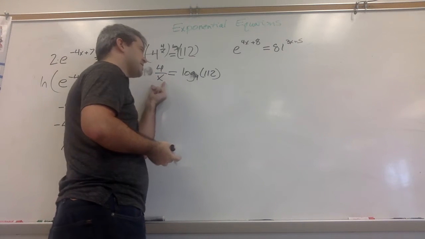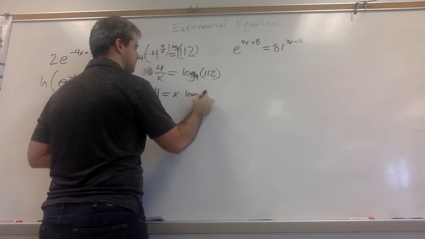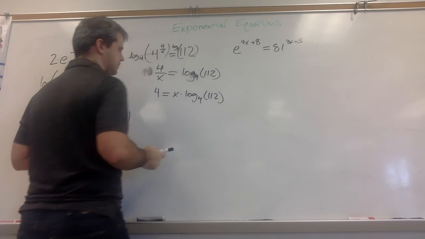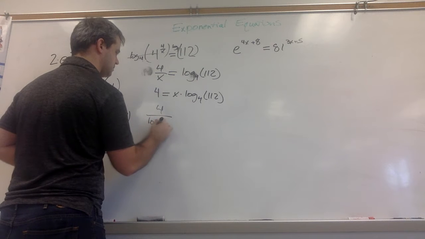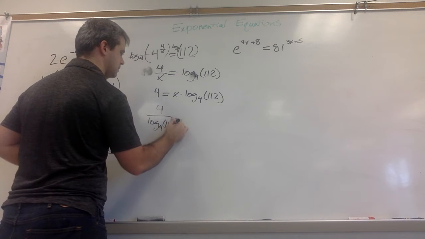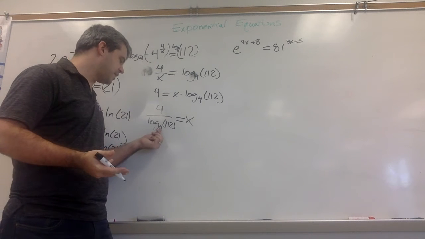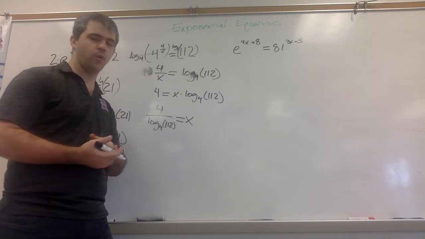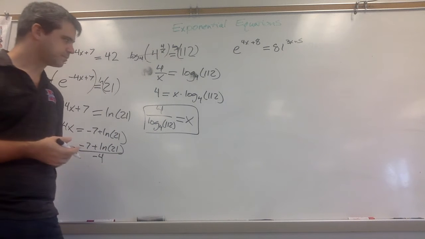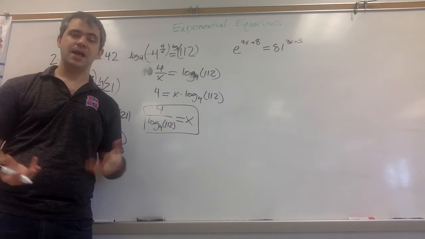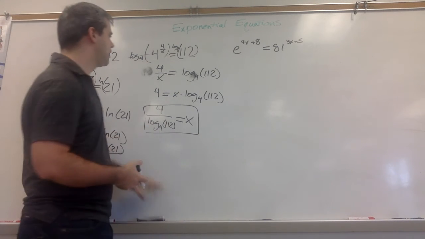Now, this x is annoying because it's on the bottom, so I'm going to multiply it to both sides. Now I'm going to divide by this logarithm on both sides. And if you have a calculator that can do base 4 logarithms, this is done. We've solved for x. But let's say that you don't have a calculator that can handle this. I'm going to leave this right here.